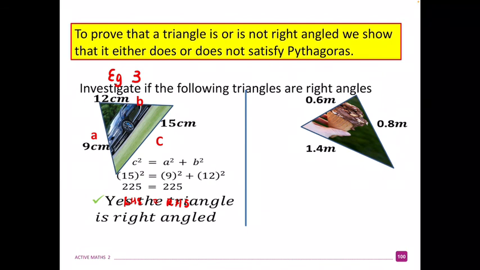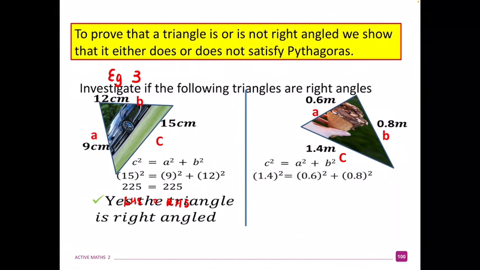Again, we want to check to see whether it satisfies Pythagoras' theorem to show if it is or is not a right angle. The first thing we do is label our sides. Remember, the longest side is always C, the hypotenuse. Our other sides are A and B. From here, we write down Pythagoras' theorem. C squared equals A squared plus B squared. Let's substitute our values into our formula and see whether the left-hand side equals the right-hand side.